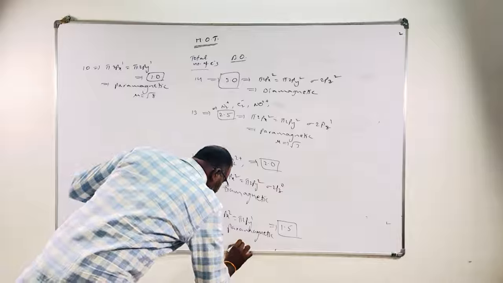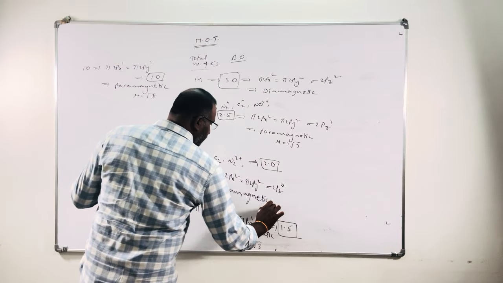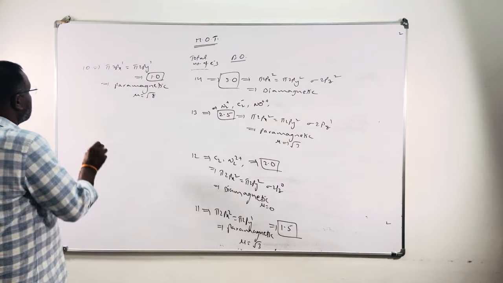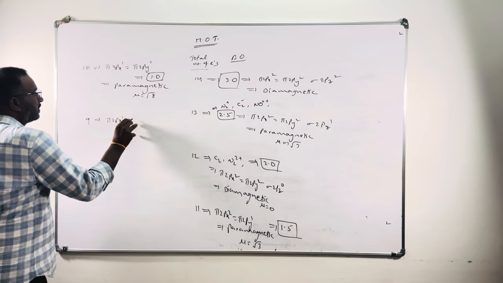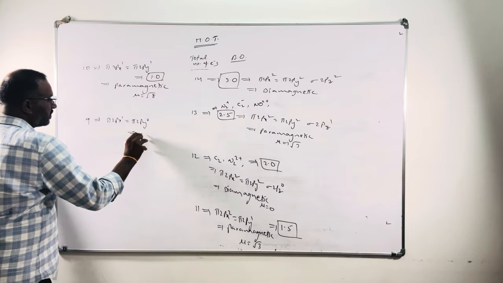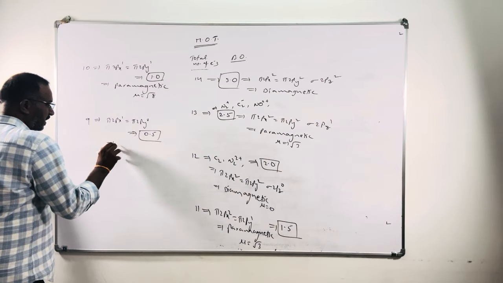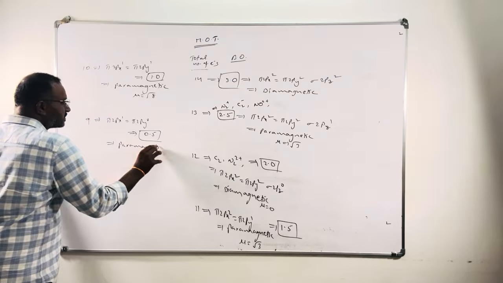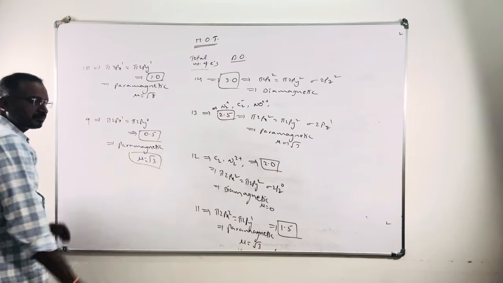In this case only one unpaired electron is there, so root 3. Here mu equal to 0. Here root 3 will be there. If total electrons are 9, pi 2px1, pi 2py0 will be there. In this case bond order is 0.5, and one unpaired electron is there, so it is paramagnetic. Mu equal to root 3 will be there.